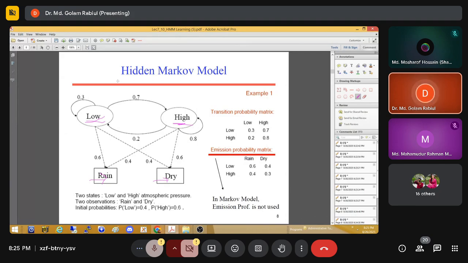But if we apply the hidden Markov model, then based on the observation, we can predict whether the atmospheric pressure is high or low on that day. So based on observations we can predict the states, though the states are hidden.